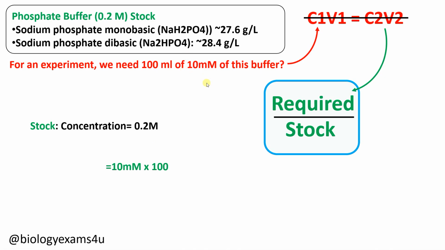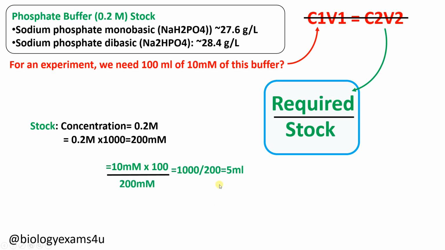So we need to convert this molar concentration to millimolar by multiplying by 1000. So it will be 200 millimolar. In the numerator and the denominator, the unit should be the same. So required is 10 millimolar into 100 ml, by stock, that is 200 millimolar. It will be 1000 by 200, that is 5 ml.